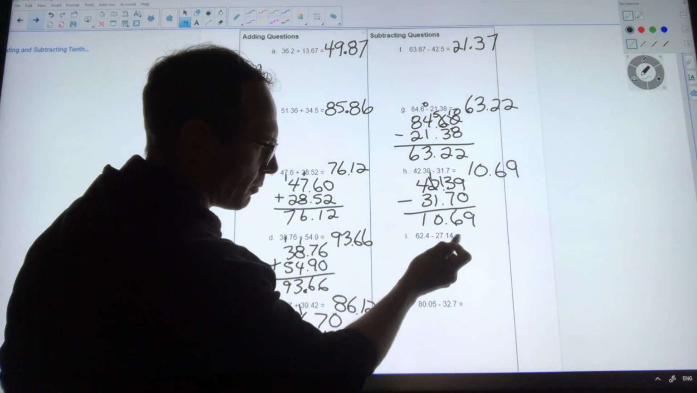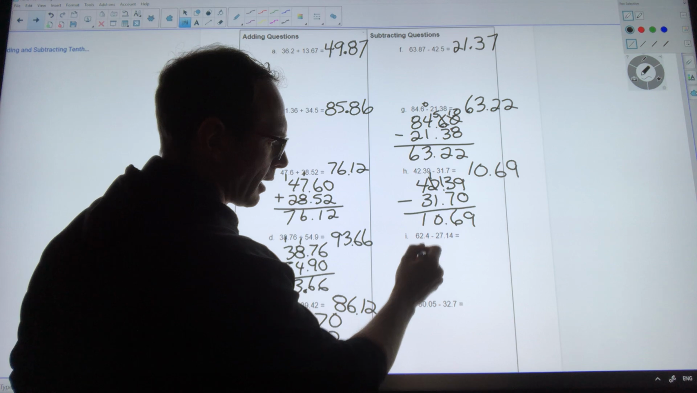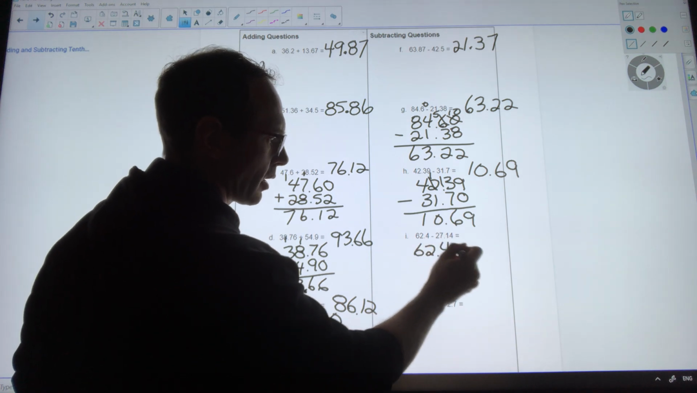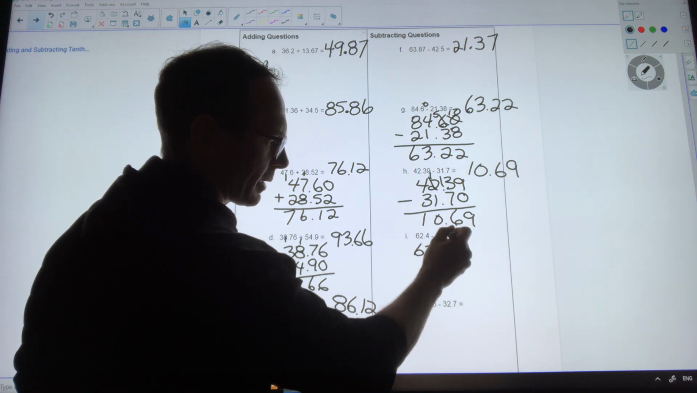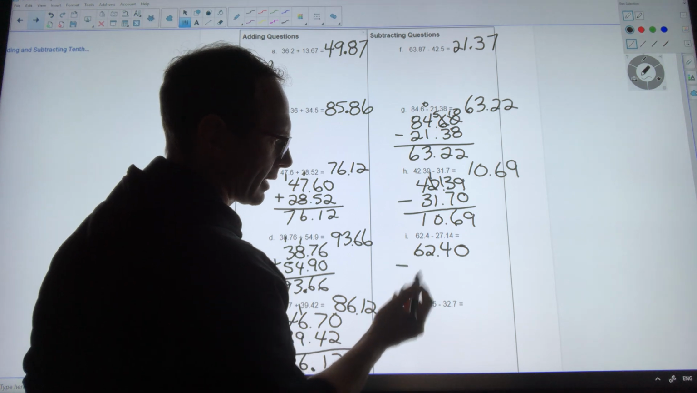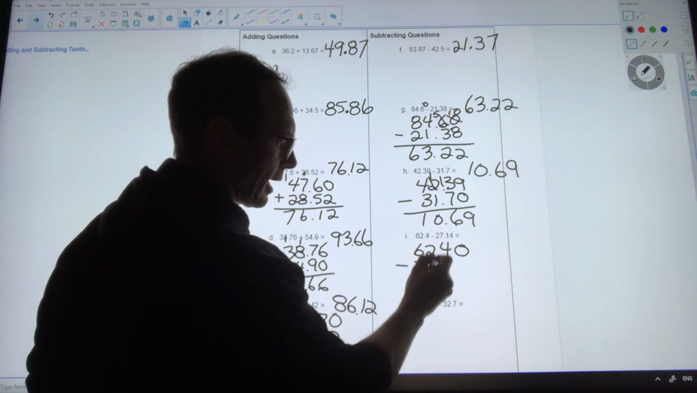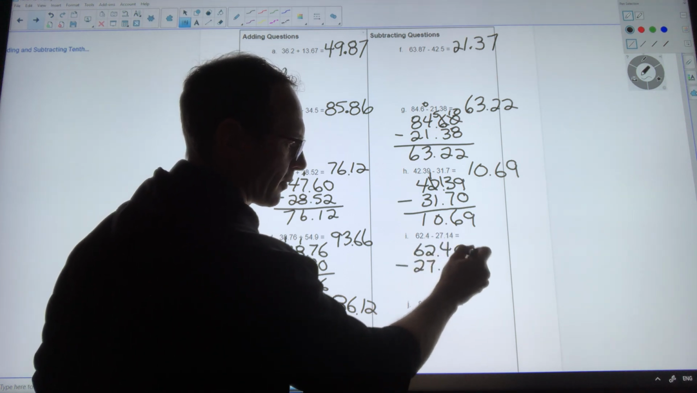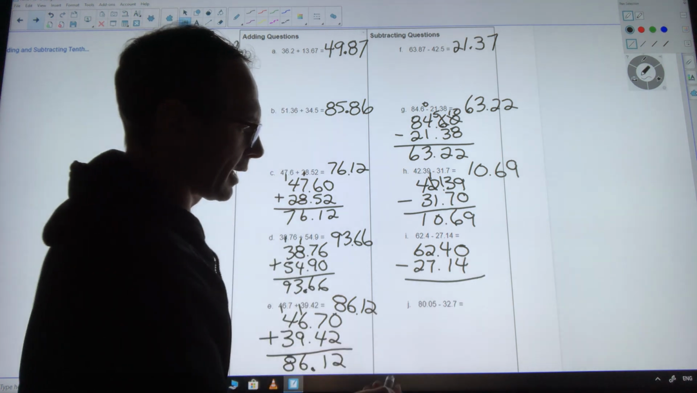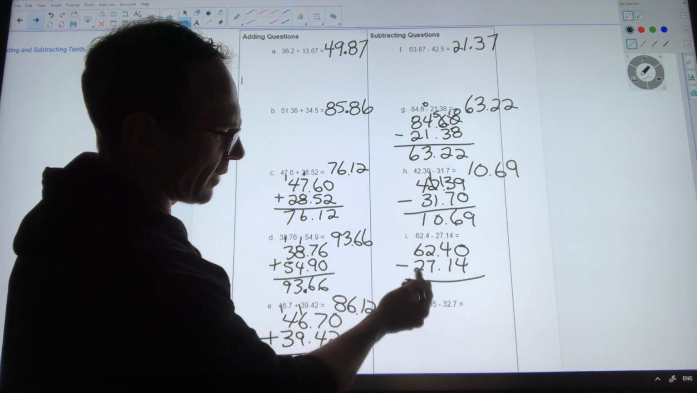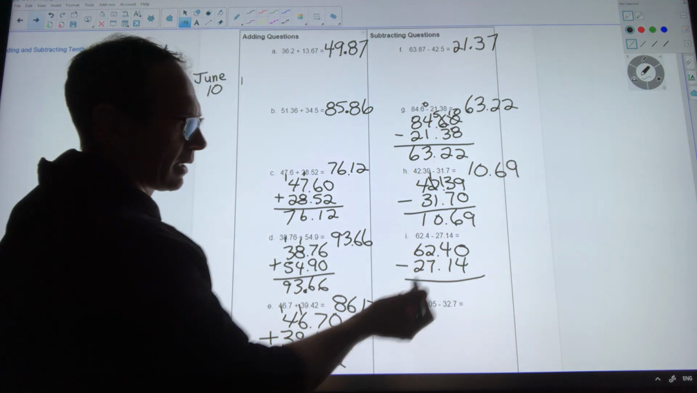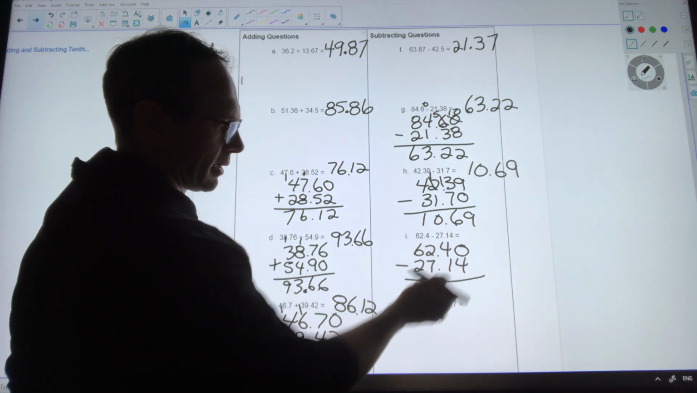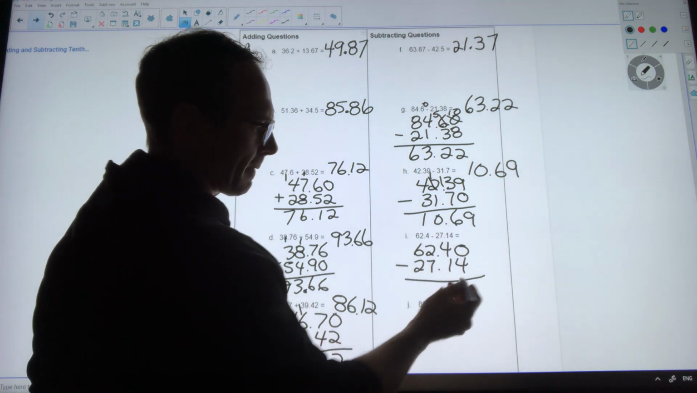I'm going to have more borrowing to do here in 62.4. I'm going to put a 0 here because I don't have anything in that hundredths place right now, just to make it easier for myself to see what I have when I'm done. My answer is going to be about 35, I think, when I'm done, just looking at the 62 minus 27 part.